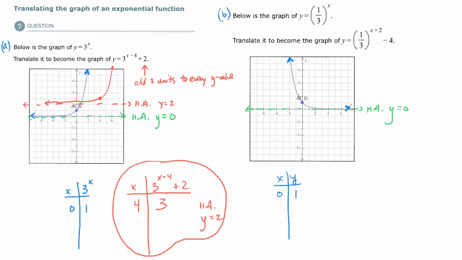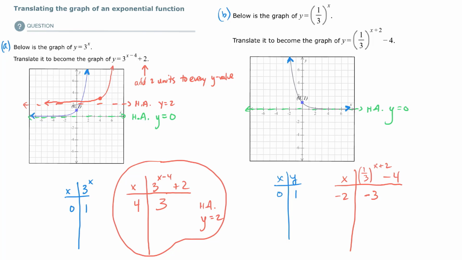How are we going to move it this time? We're going to move it left 2 units for the x values. So that's -2. And then for the y values, it says to go down 4 units. So this should be -3. And what is our new function? Our new function is called 1/3 raised to the x plus 2, and then subtract 4.